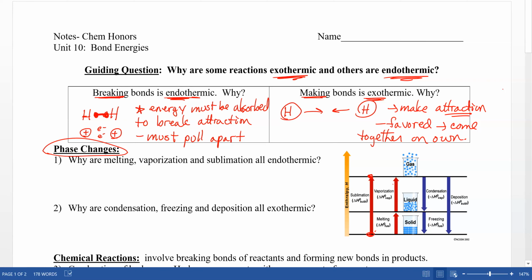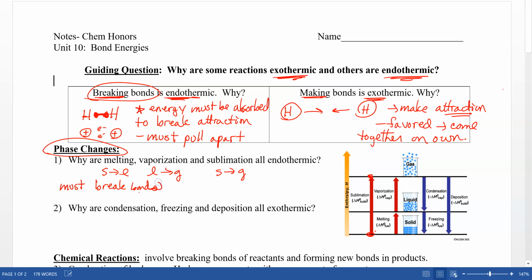So why is that? Why are they endothermic? You're always breaking bonds when you do these phase changes, right? Melting is solid to liquid. You're going to break bonds. Vaporization is liquid to gas. You're going to have to break bonds to do that. And sublimation is solid all the way to gas. So all of these changes, you must break bonds.